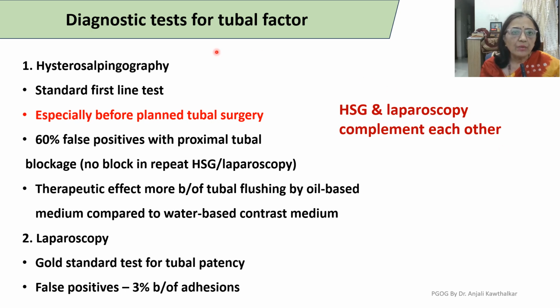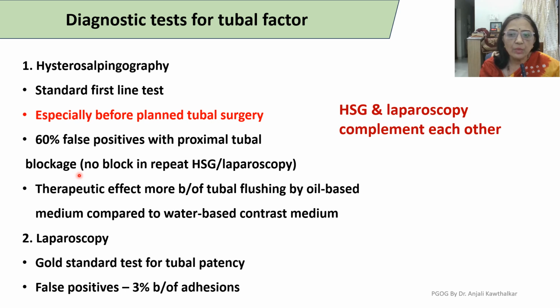To diagnose tubal factor infertility, the most important are hysterosalpingography and laparoscopy. HSG is the standard first line test. It is of importance whenever we are planning tubal surgery. In a suspected case of tubal factor infertility, if we are planning to go ahead with the surgery, then the information provided by hysterosalpingography is of importance. We get 60% false positives with hysterosalpingography with proximal tubal blockage.